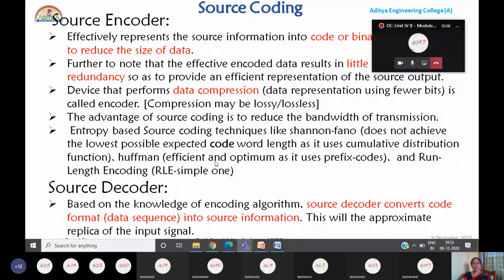In a similar way, the opposite function should be performed at the receiver section. First the channel decoder will be added, followed by the source decoder. It converts the code format back into source information. This will approximate a replica of the input signal.